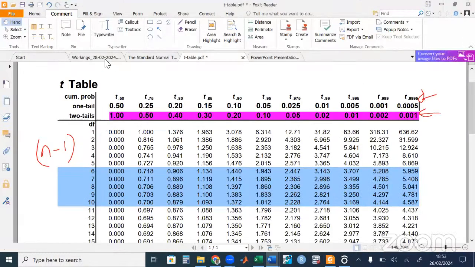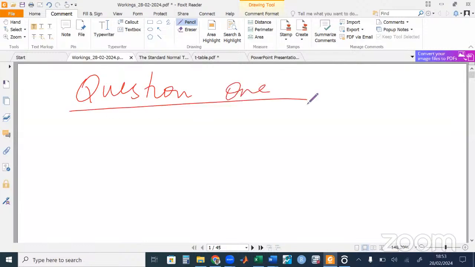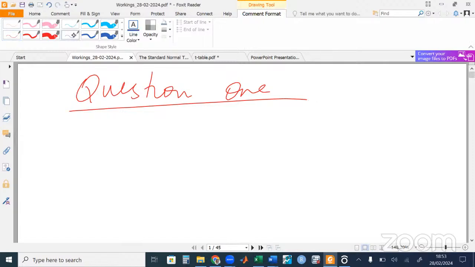Good. So let's now look at it as follows. We're dealing with question one. From question one, we have established a few things. First, we have a sample size of 100. The second thing we are told is that we have an average amount owed. Let's call it the X bar, the mean from the sample, which is $230. We also have some information about the standard deviation, which is $90. So that's my sigma.